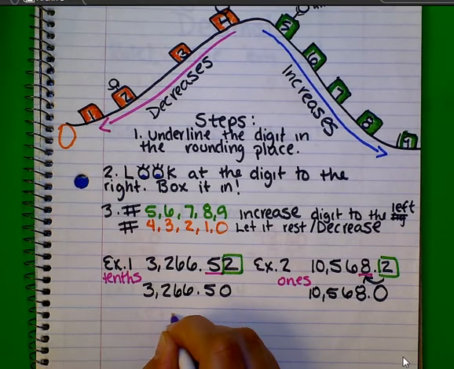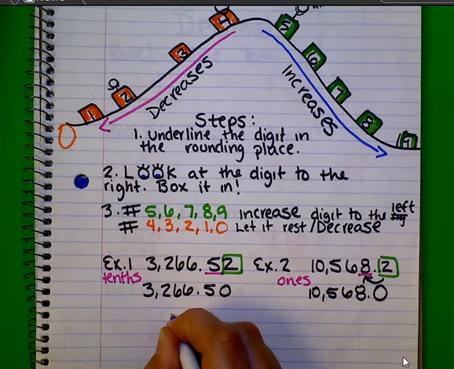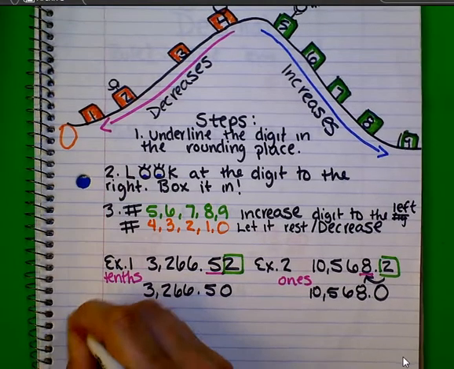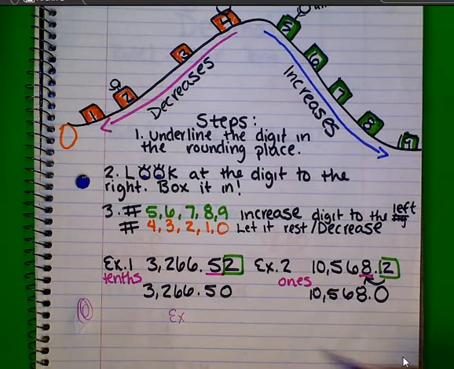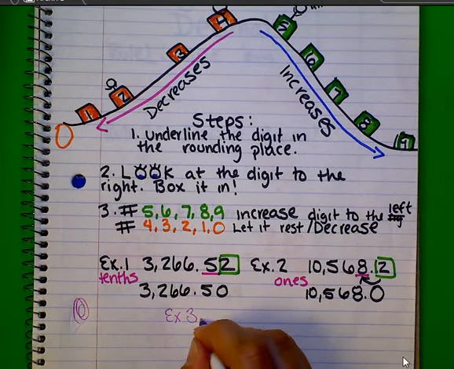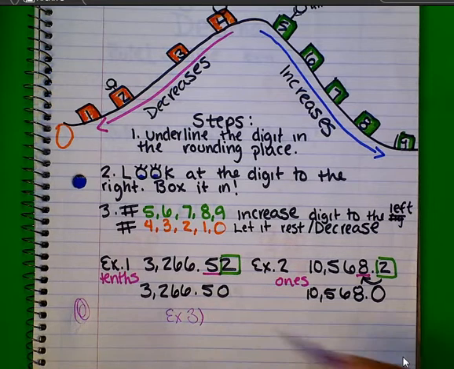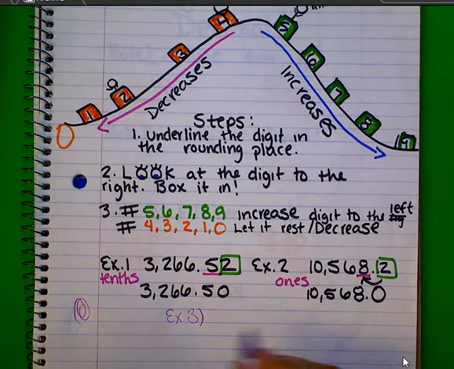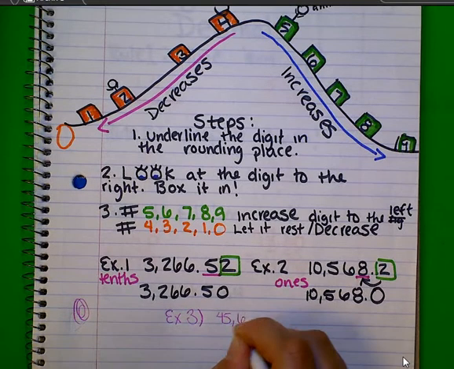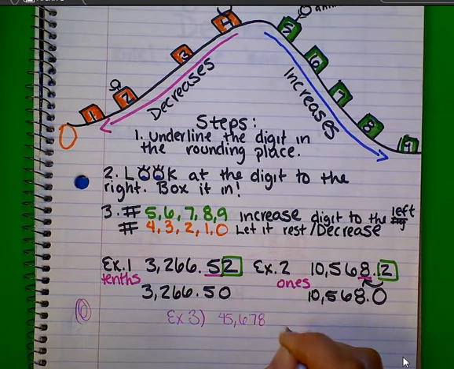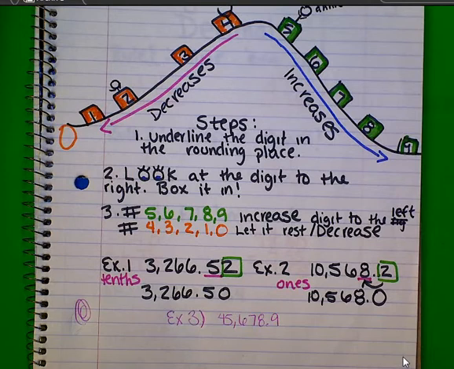So the example, let's have my pen work here. Come on. Here we go. Okay. So example 3. Okay. If we have 45,678 and 9/10, okay? So what we're going to do is I want to look at the ones place.